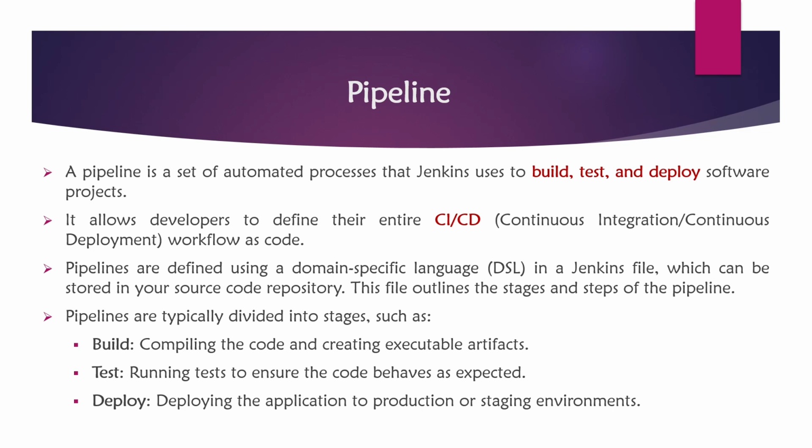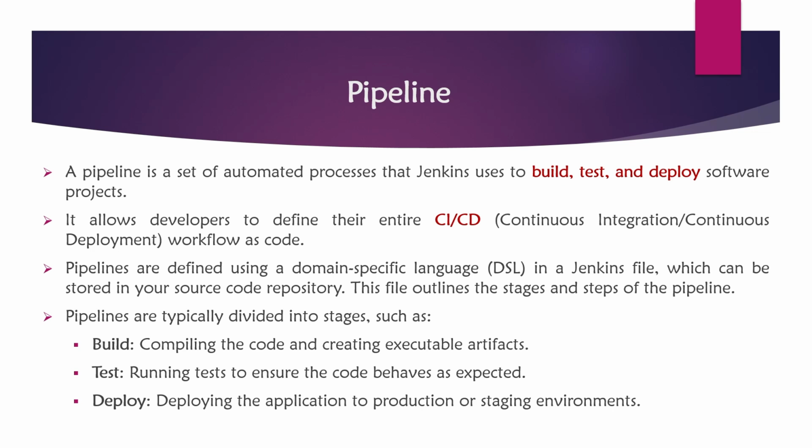What is pipeline? A pipeline is a set of automated processes that Jenkins uses to build, test, and deploy a software project. It allows developers to define their entire CI/CD workflow as code. CI/CD means continuous integration and continuous deployment or delivery. Pipelines are defined using a domain-specific language in a Jenkinsfile, which can be stored in your source code repository. This file outlines the stages and steps of pipelines.